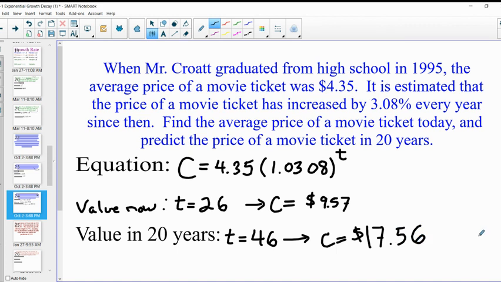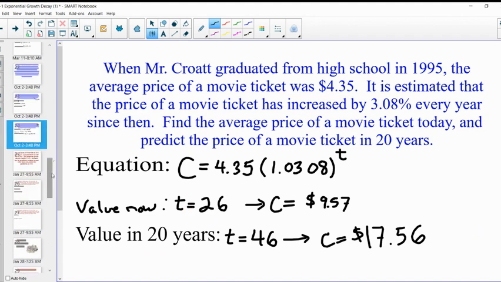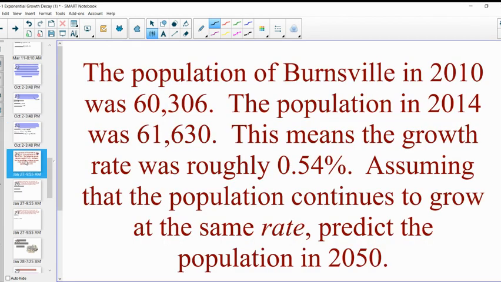When you're plugging these numbers into your calculator, 1.0308 to the 46 power, it's a weird looking number, and it's got a whole bunch of decimals to it. Multiply that by 4.35, and then finally at the very end, when you get to your answer, round that to the nearest cent. And then final example for this video asynchronous lesson.